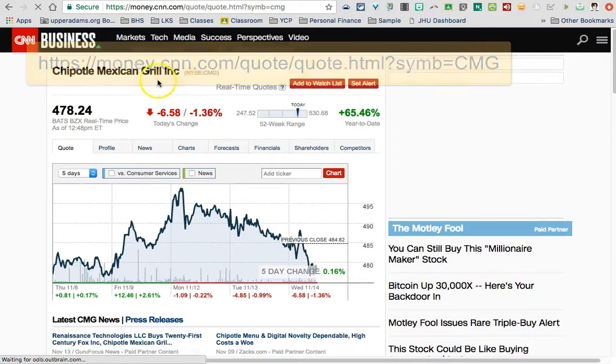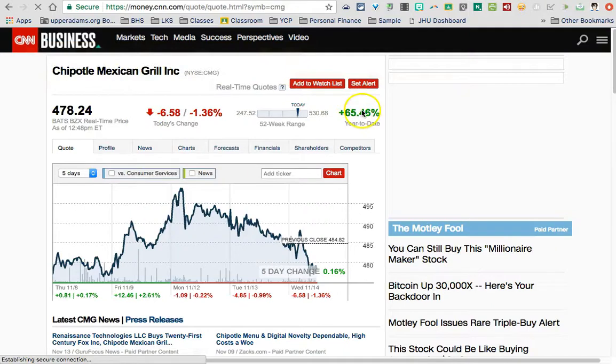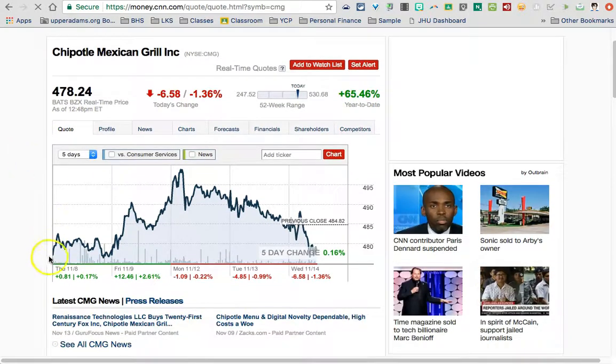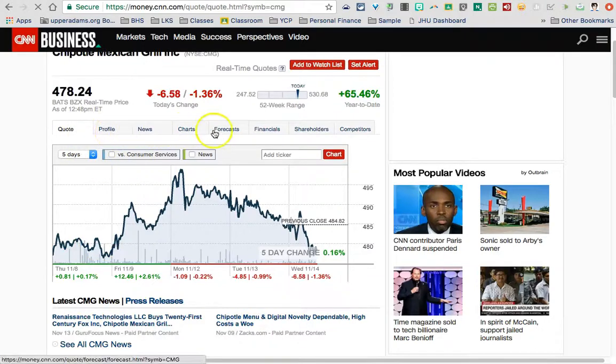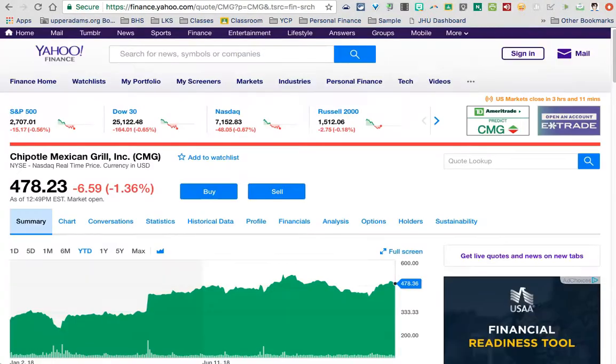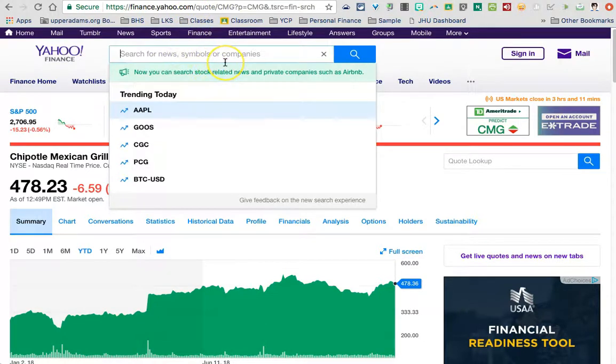And so again, here's Chipotle, here's how they've been doing, their 52-week range, year to date how they've been doing. I can look at all my charts, but here are all the tabs right here to find the information, what I think is the easiest way. So if you're not sure what the stock symbol is for one of your stocks, you can always go out to Yahoo Finance, finance.yahoo.com, and search either by symbol or by company name.